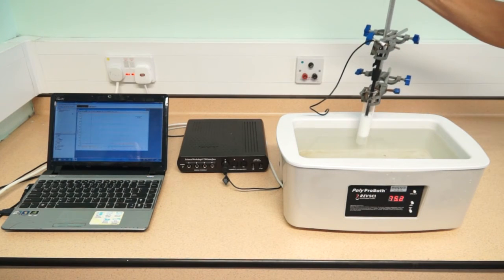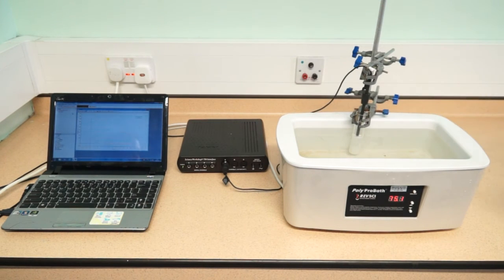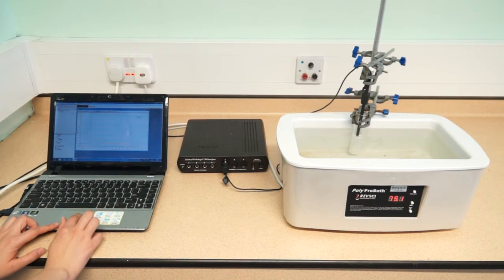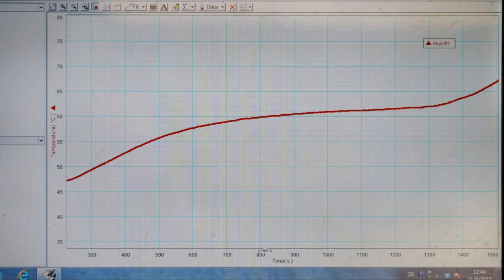Immerse the boiling tube into a water bath at 75 degrees Celsius. Run the data logging program. Stop data recording when the octadecan-1-ol rises to about 65 degrees Celsius. The temperature time graph obtained is the heating curve of octadecan-1-ol. Does the temperature of the octadecan-1-ol rise all the time throughout the experiment?